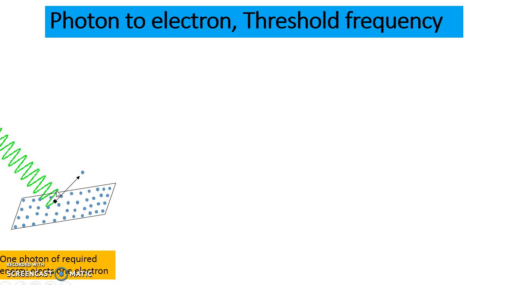A single photon can dislodge a single electron if its energy is sufficient enough to overcome the binding energy of the electron. The binding energy is known as work function of the metal, and it is related to the ionization energy of the metal. Lower is the ionization energy, better is the photoelectric property of the metal.